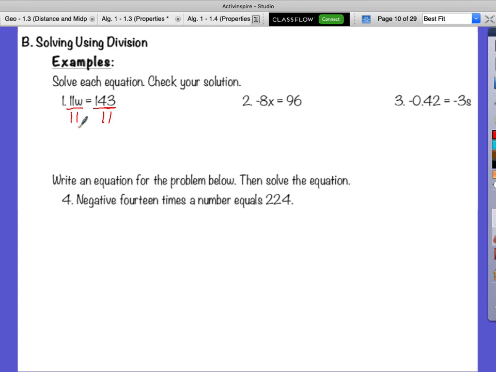11 divided by 11, does that reduce? No, it turns into a 1, right? It divides and turns into 1. So we get 1W. Do you even have to write that 1? No, you just read it. You can just write the W if you really wanted.